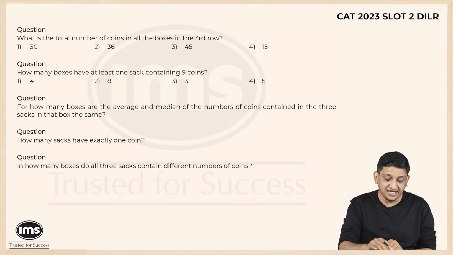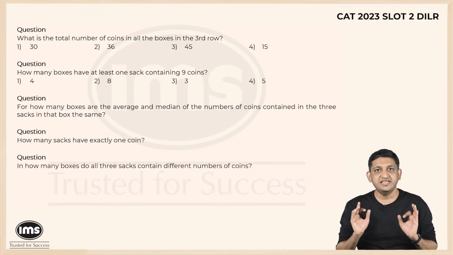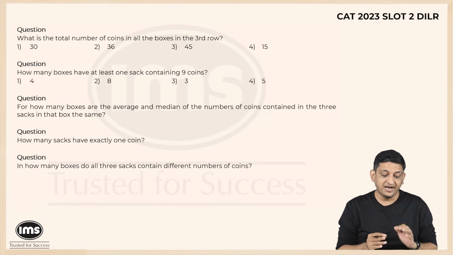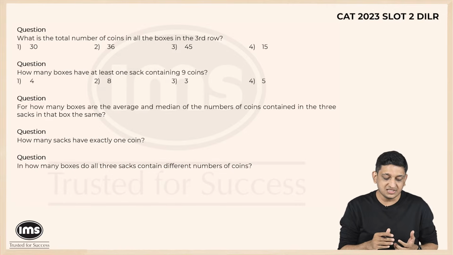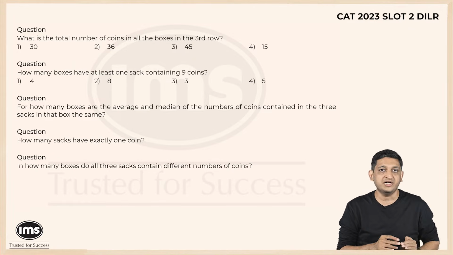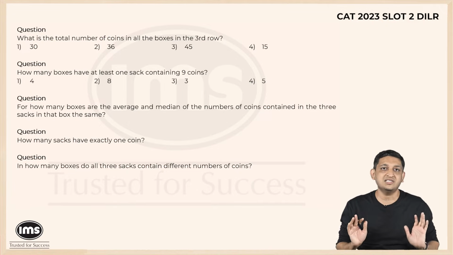Now if you look at the questions that were there, what is the total number of coins in all the boxes in the third row? A very straightforward question with one unique answer. How many boxes have at least one sack containing 9 coins? Again, we know that there is going to be one certain answer to this question. For how many boxes are the average and median the same? Again, one specific answer. It's not at least 3 boxes, or definitely more than 3 boxes, and so on. We know that there is exactly one number which will answer our question.